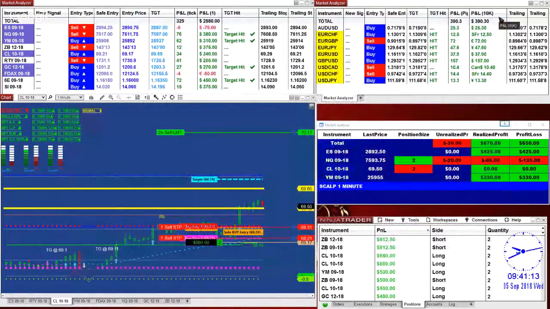Yesterday, we had a beautiful run. The whole market was running beautifully from 9:30 all the way till the end.